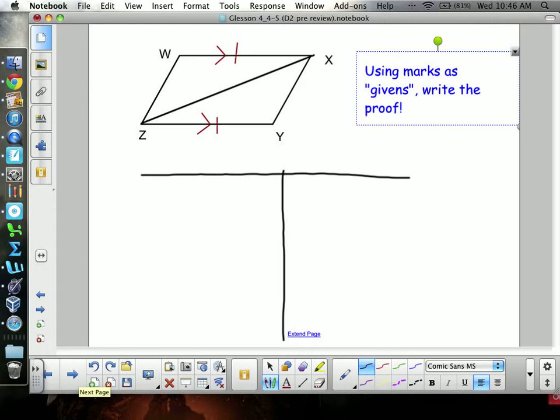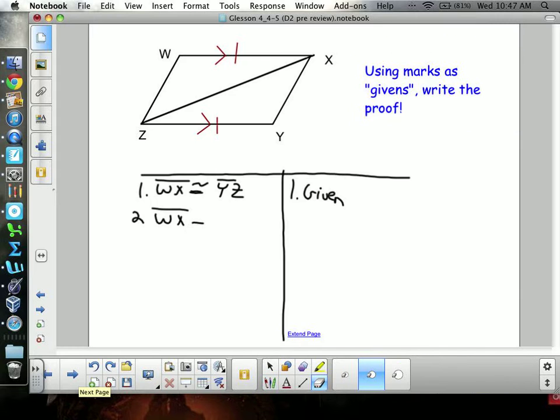Using the marks as givens, what do we start with? Well, let's start with a simple given. WX is congruent to YZ. That's given. We also have WX is parallel to YZ. Given. Now, I only have one pair of congruent parts so far, that side. And my only other given is the parallel.